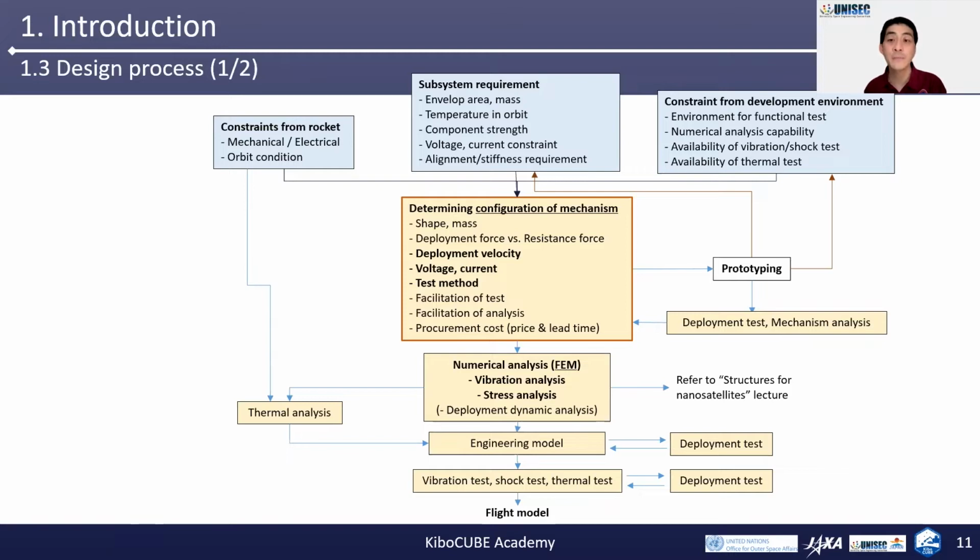The first step is to identify all the requirements and constraints. Then the basic configuration of the mechanism is conceived. An effective method is prototyping and testing. You will repeat this process several times until you determine the configuration. In this process, it is important to design proper verification methods for your mechanism at the same time.